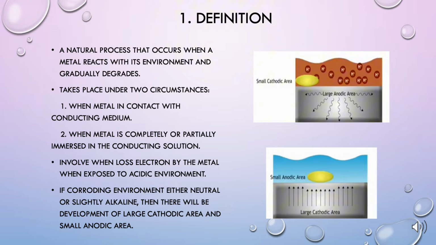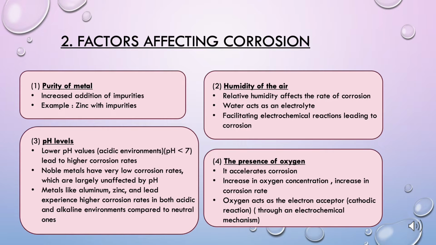If the corroding environment is either neutral or slightly alkaline, then there will be development of a large cathodic area and a small anodic area. The liberated electrons of the anodic reaction are quenched by the reaction with oxygen and water to form hydroxide ions. So, hydroxide ions react with ferrous ions to form ferrous hydroxide, which will be deposited on the surface of the metal. Okay, 4 factors.